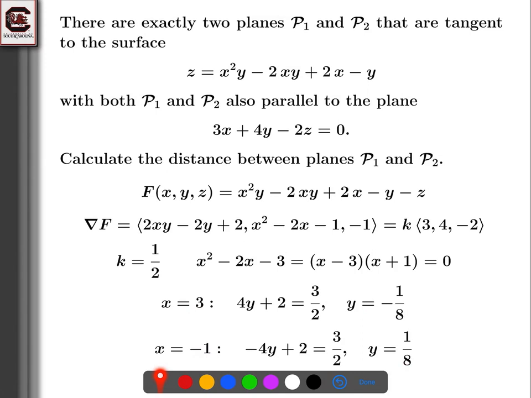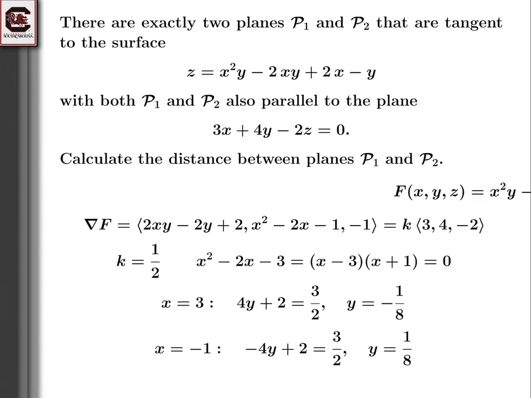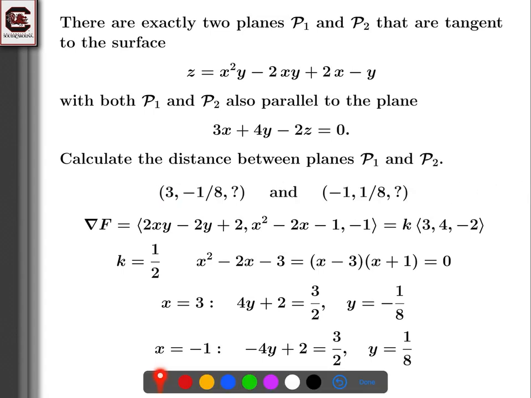We still need the z component. But what we have is that x is 3 and y is negative 1/8 and z is something. And the other point is negative 1, 1/8 and z is something. So how do we figure out what the z is for these points? Well, remember, we're looking for points on the surface. So what we've got to do is go ahead and plug in 3 and negative 1/8 into here to figure out what z is. So we have 9 times the negative 1/8. That'll be minus 9/8.